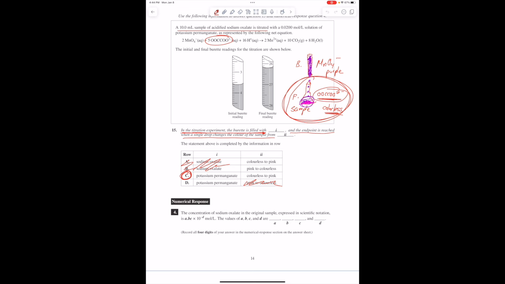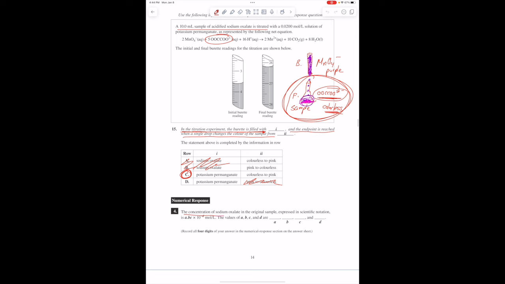Okay, NR4. So it says, the concentration of sodium oxalate in the original sample expressed in scientific notation. Okay, so what I like about this is they gave me the balanced equation, right? So there it is. And I only care about the reactants in this case. So I'm going to just write it down here so I got more room. So I got two MnO4 negatives plus five OOCCOO 2 negatives plus 16 H positives. And I won't even need the rest.